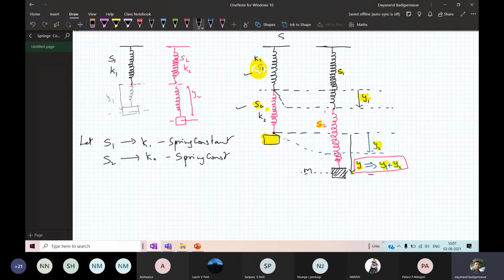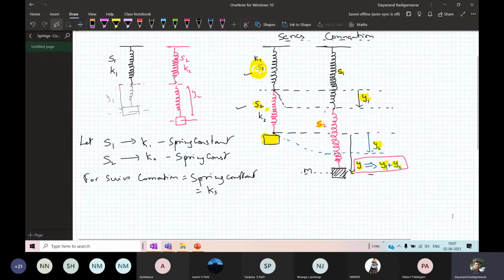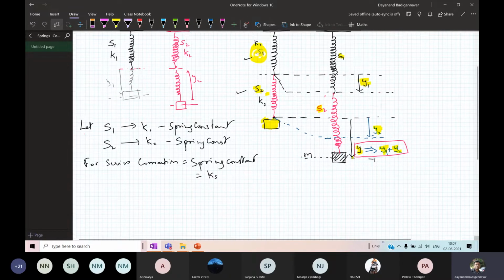This is a series connection, is it not? So this is the series connection. When I connect them in series, for series connection, the spring constant I will consider is equal to Ks. So when I combine both the springs, the net spring constant is Ks.